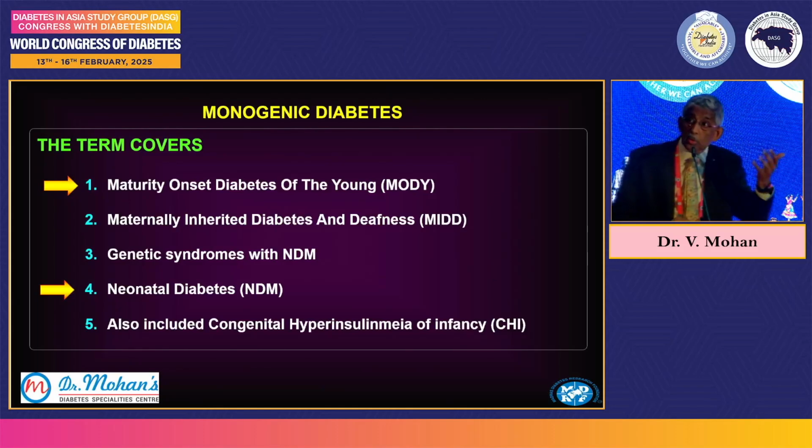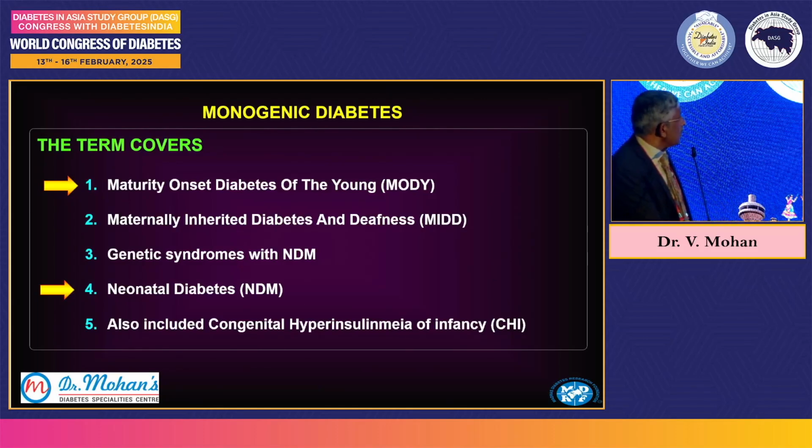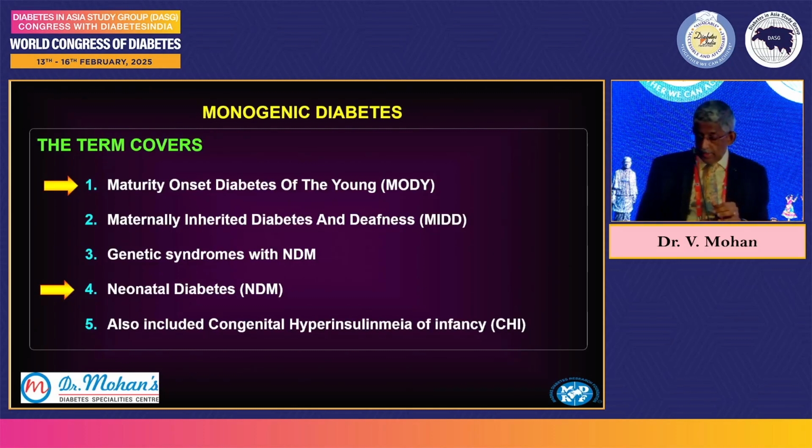We'll tell you what to do with it as well. So there are a number of monogenic diabetes, and it's a very complex subject. I'll only talk about 2, MODY and neonatal diabetes.